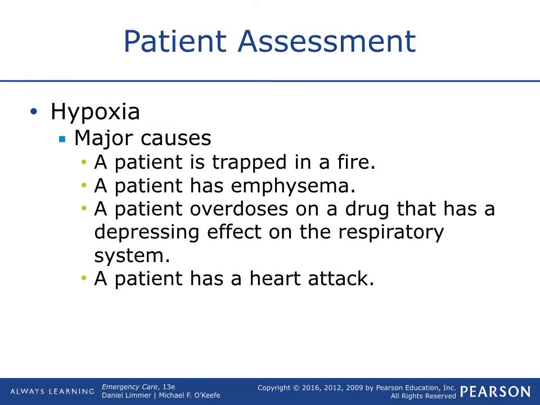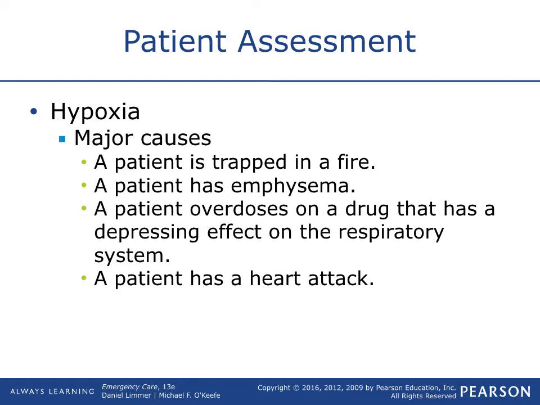Hypoxia, major causes. My patient is trapped in a fire. A patient has emphysema. I mean, that was big. My grandpa had emphysema, and he was hypoxic the whole time I knew him before he passed away. A patient overdoses on a drug that has a depressing effect on the respiratory system. You'll see that a lot. I mean, it's getting worse. I'm not gonna lie, I've seen a lot more of it in our county in the last few years than I would like to say. But basically any opiate that they take is going to lower the respiratory rate, and we have to intervene with that.